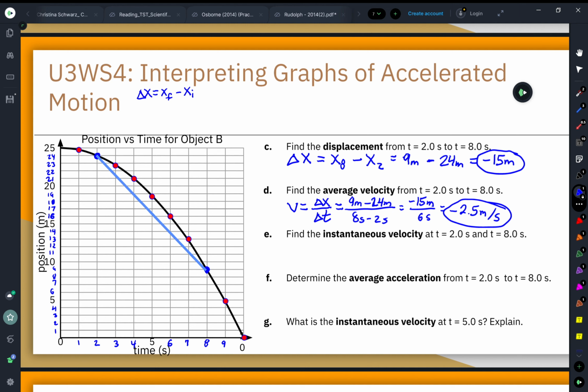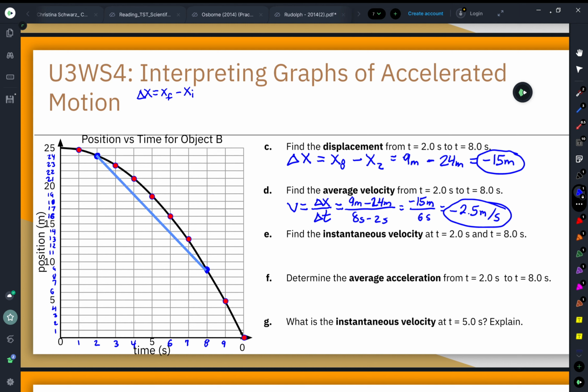Now the slope of a position-time graph does tell us the velocity, but if we actually look at the curve that was provided for us, that slope does not correspond with every single point within that region. It's just the velocity on average. We can see that by looking at part E, where we're going to try to find the instantaneous velocity at a time of 2 seconds and at a time of 8 seconds.